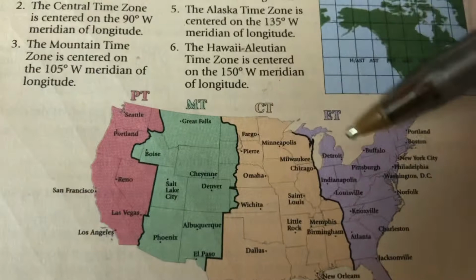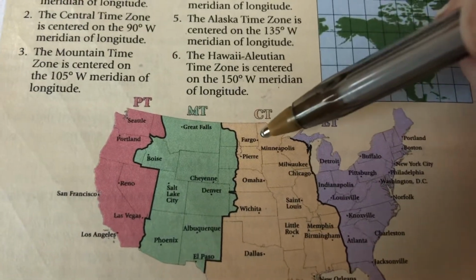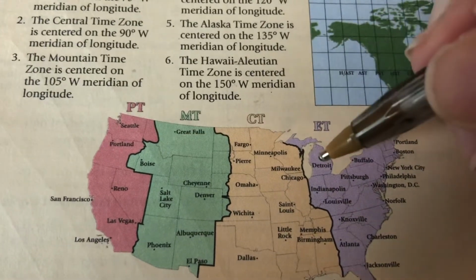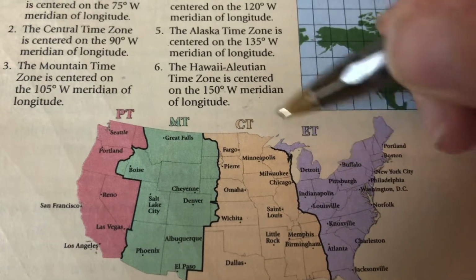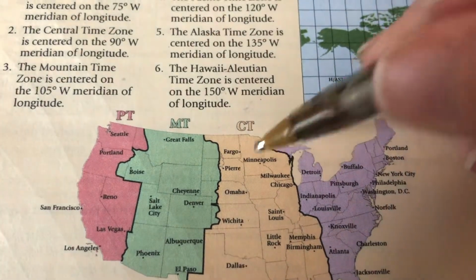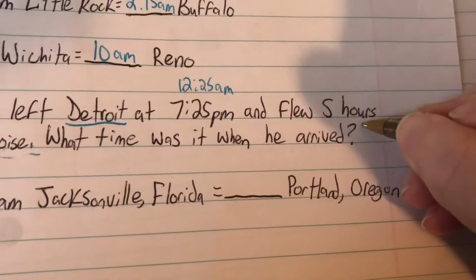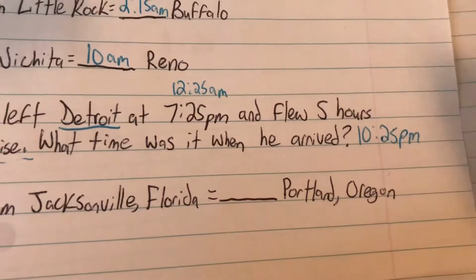So Detroit is right here in Eastern. Boise is over in Mountain. So if it is 12:25 a.m. right here, a little after midnight, this will be 11:25 p.m. and 10:25 p.m. So he arrived in Idaho at 10:25 p.m.